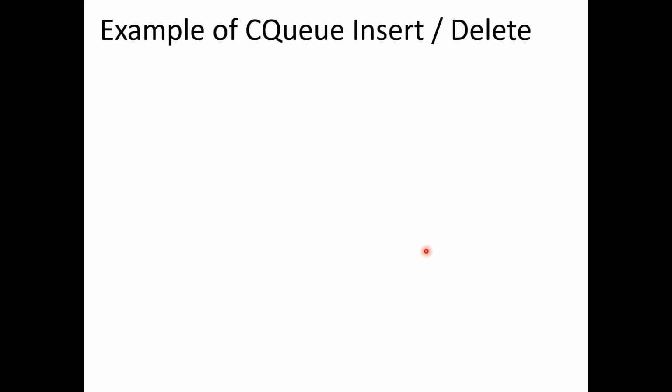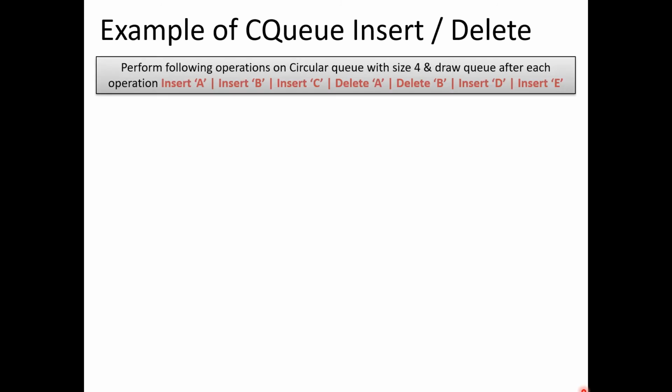Now here is an example of circular queue insert and delete. Perform the following operations on a circular queue with size 4 and draw the queue after each operation. First operation is insert A, then insert B, insert C, delete A, delete B, insert D, and insert E. Now initially the queue is empty, so this is the queue which is empty. So our front and rear both are located at 0.